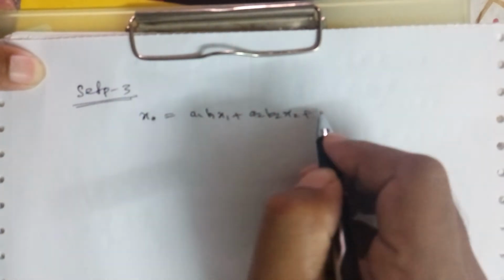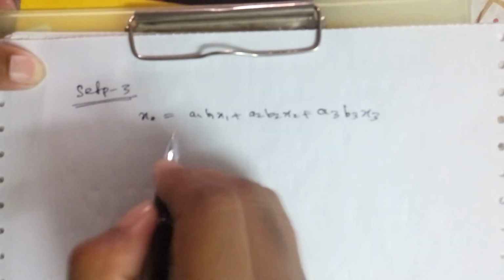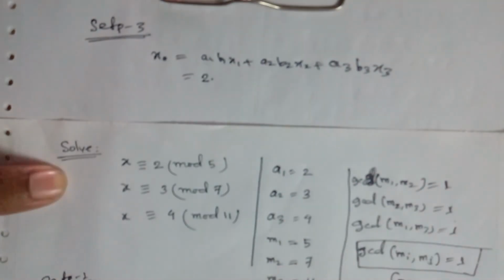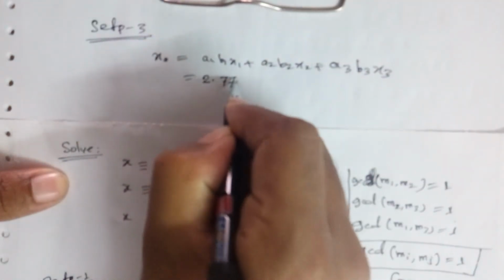So step 2 is complete. Now step 3. x naught is equal to a1 b1 x1 plus a2 b2 x2 plus a3 b3 x3. We know the values: a1 is 2, b1 is 77, x1 is 3.